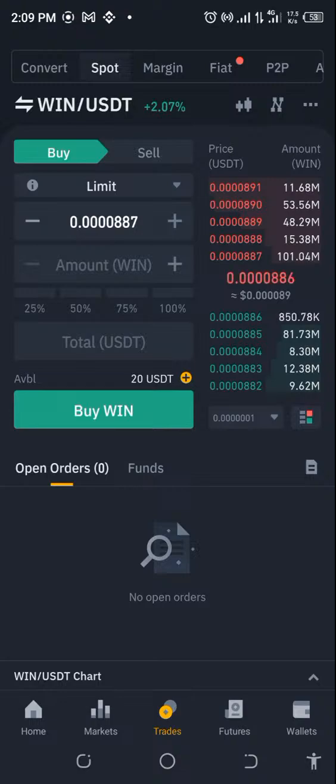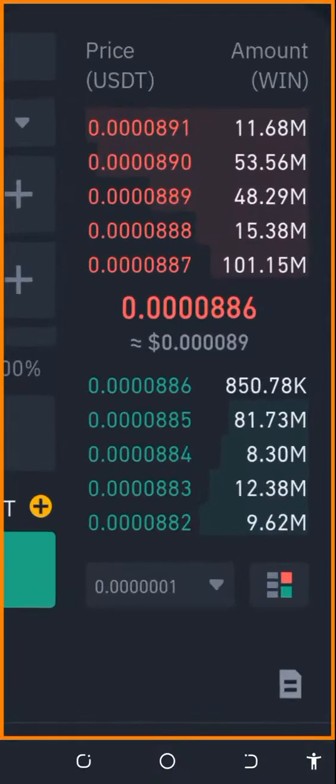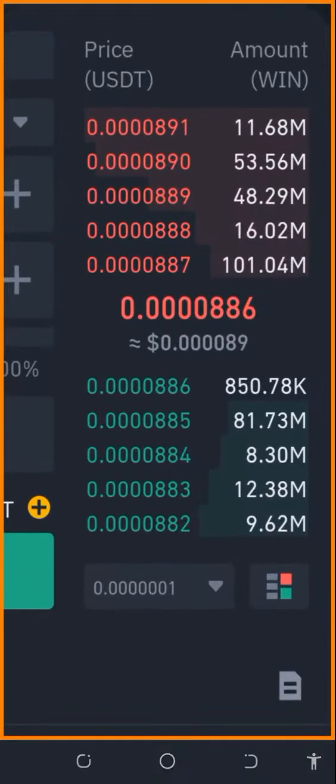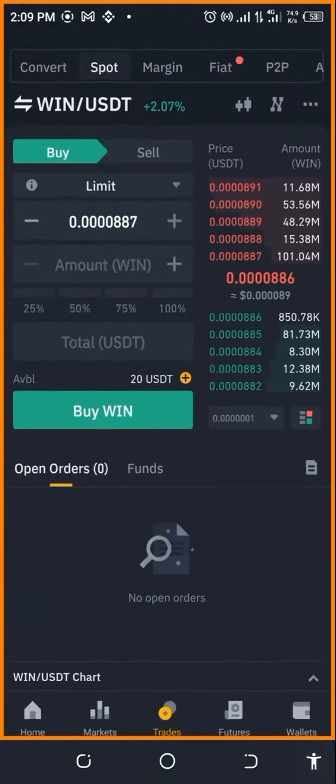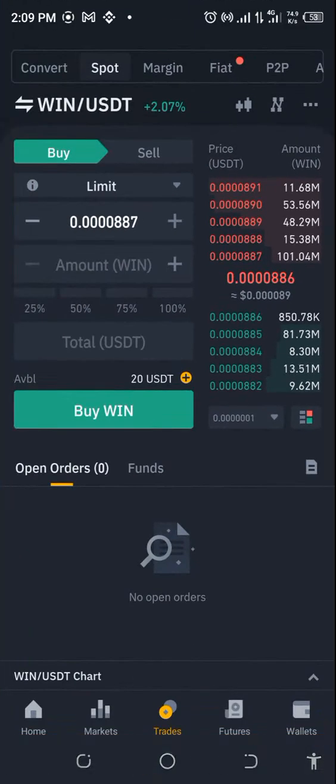First of all, let's see whether we have enough velocity here. Velocity means how much do we have here? Are we going to be able to sell this? Are we going to be able to buy this? That's why we need to quickly check. Now, look at it. I'm going to try it out again. The price here is 886.